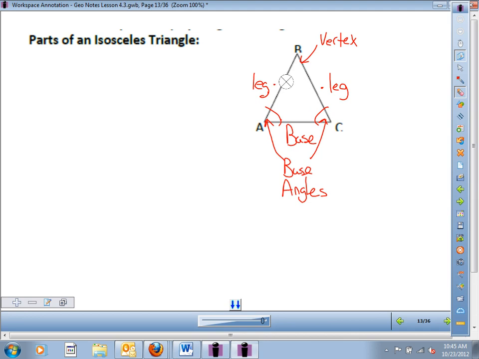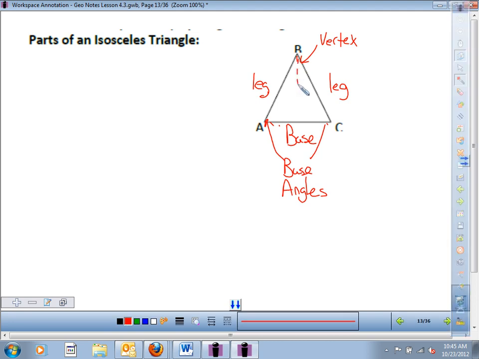We do have another pretty important part. We're not going to use this this chapter, but when we get to chapter 8 and start talking about area, we will talk about this distance right here from that vertex straight down at a 90-degree angle to that base. This part right here would be called the height. That's how tall that triangle is. It could also be known as the altitude, but we will normally call it the height.